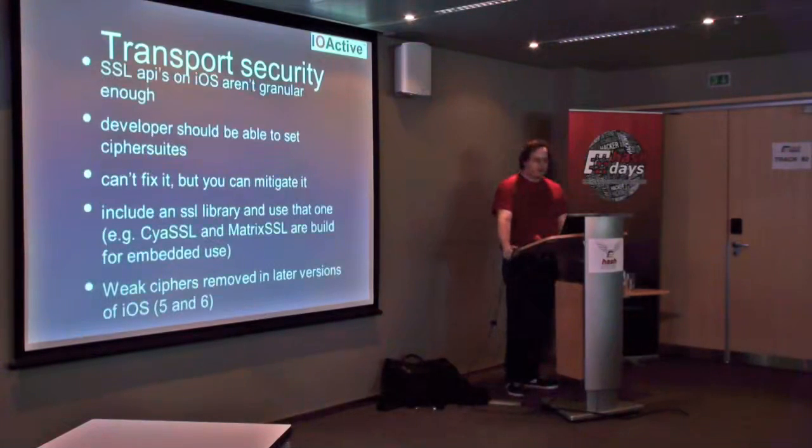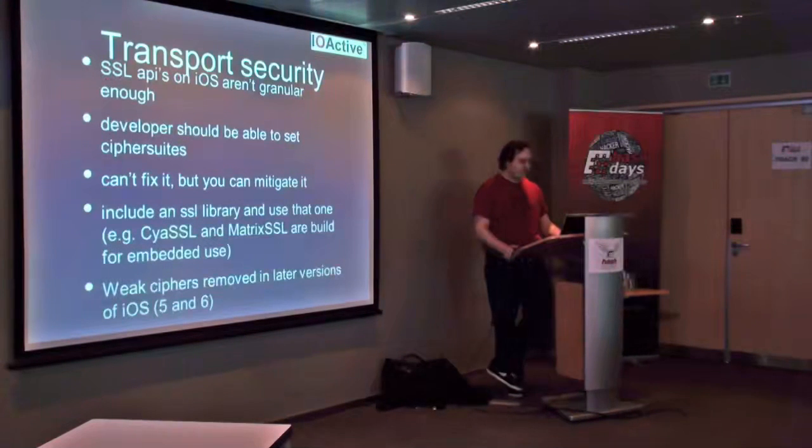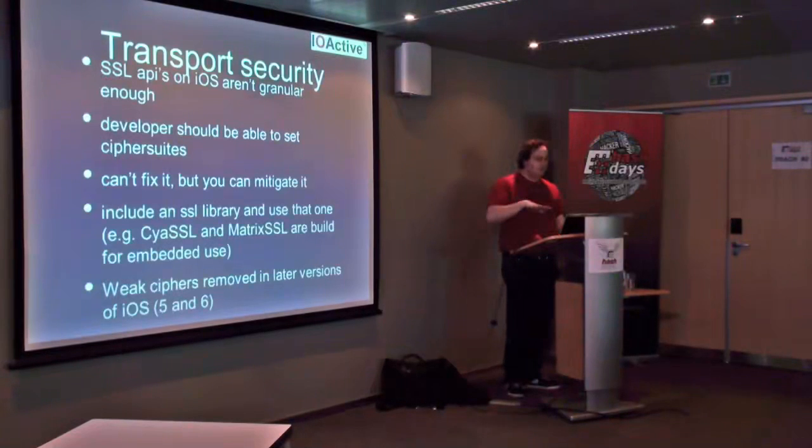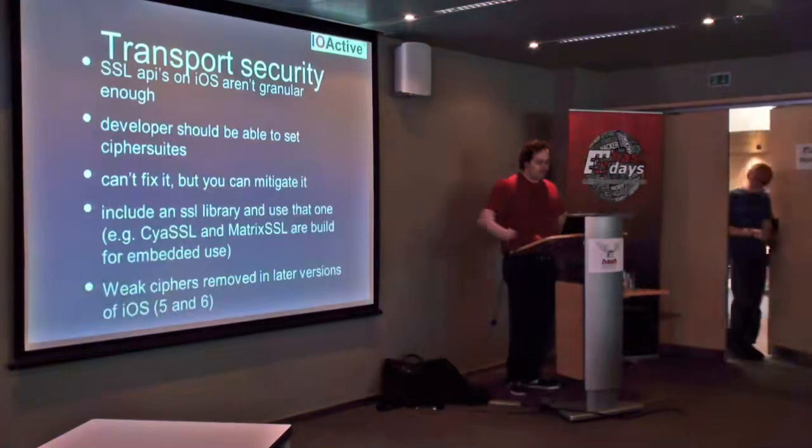And CFNetwork does not allow you to change the cipher suites. So the problem with iOS is that the OpenSSL APIs themselves aren't exposed, and there is a set of classes built on top of them, and they're not granular enough. They don't expose large functions of SSL functionality to developers.